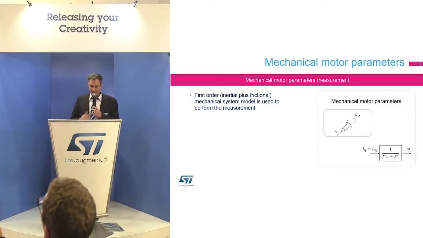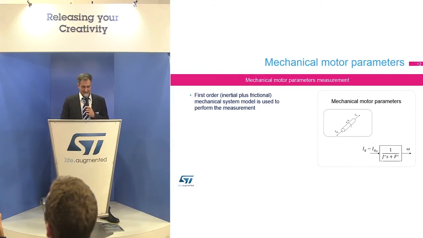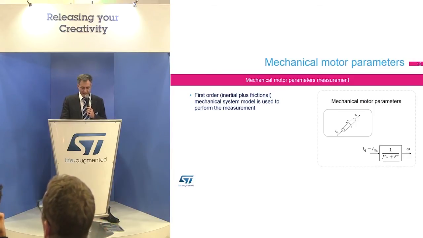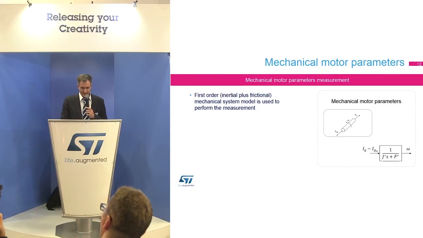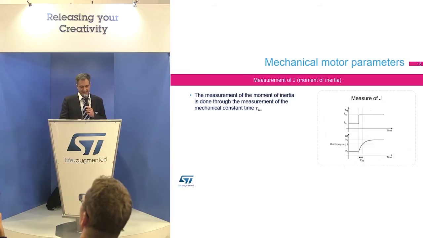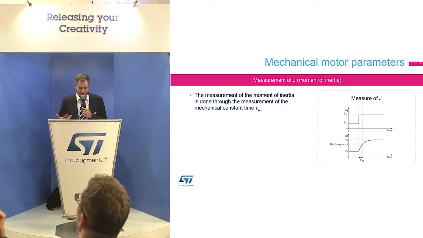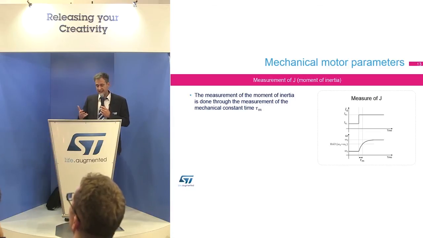Okay, to do this, we have the mechanical motor parameter. It is a first order system with the inertia plus frictional part. And modeling the system in this way, it is possible to measure the two parameters. For instance, the inertia of the motor can be measured applying a step variation in the current, in the torque, and measure the time constant.